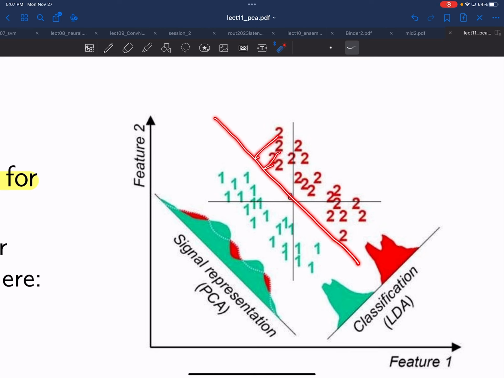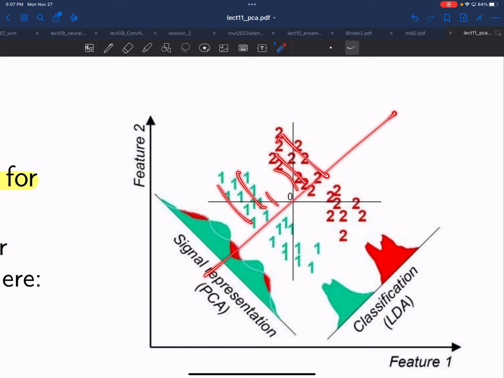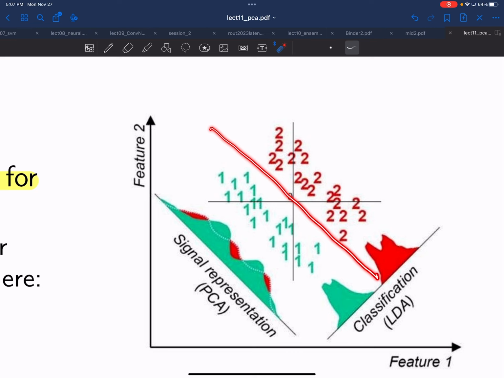Because the projection error is smallest in that direction. If I do it this way, my projection error is going to be larger. So this is actually going to give me the smallest projection error. But now you can see how this absolutely killed my classifier, because if I project all the points onto this line, then the 1s and the 2s got completely mixed together. It's impossible to separate them now.